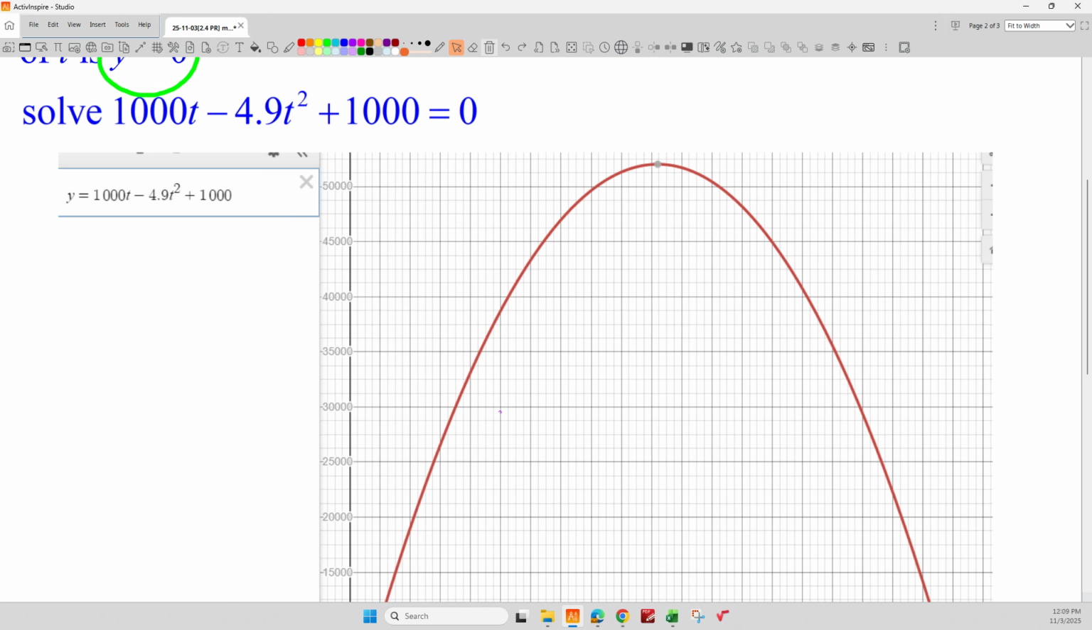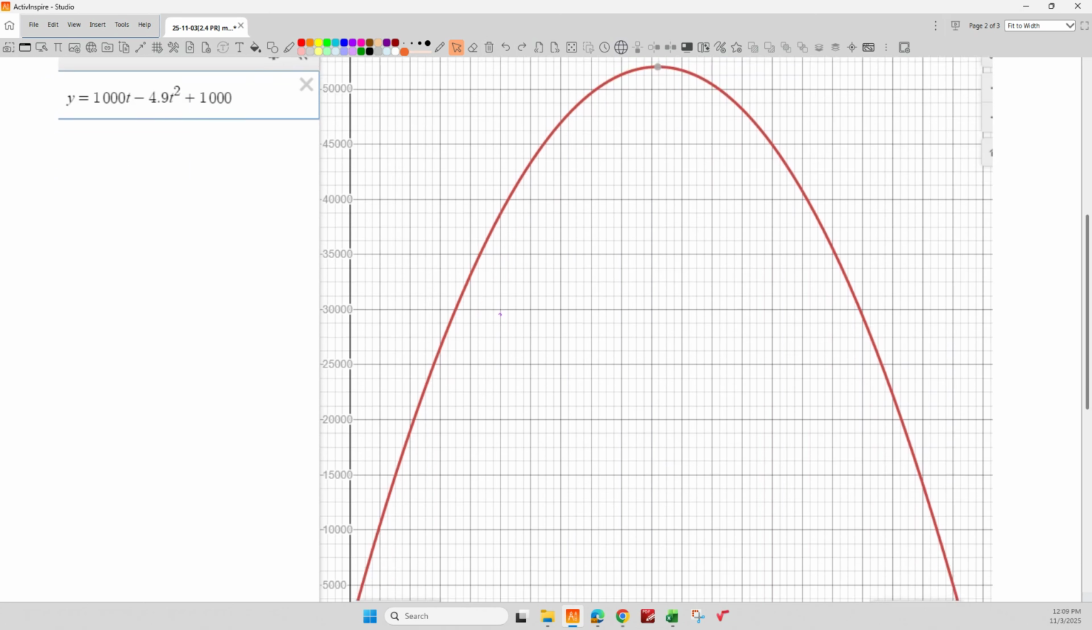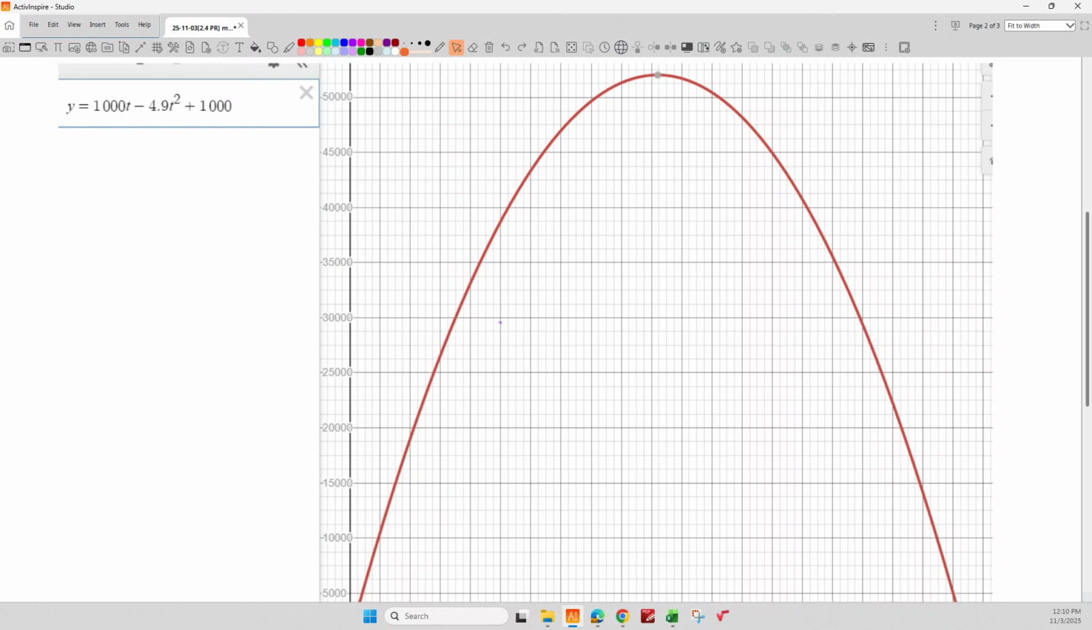Okay, let's clarify something here. Is this showing us the trajectory of the bullet as it moves down range and lands somewhere? No, it's not. This is not y as a function of x. It's y as a function of t. So this is telling us height as a function of time, because the bullet is actually not moving horizontally at all. It's just going straight up and straight down.